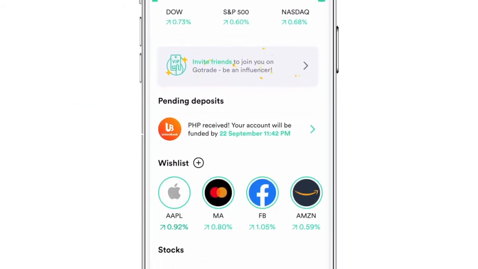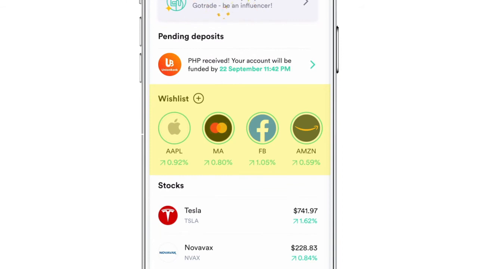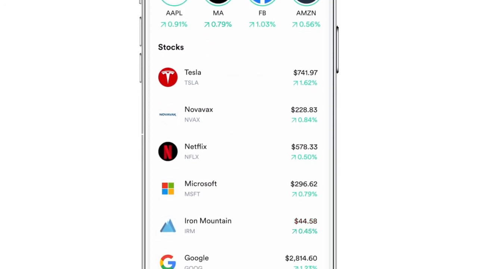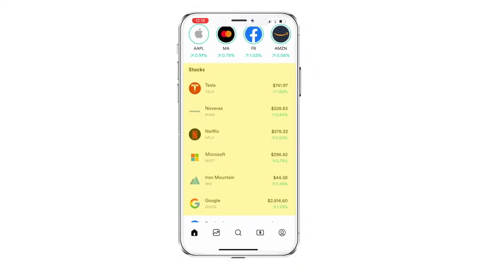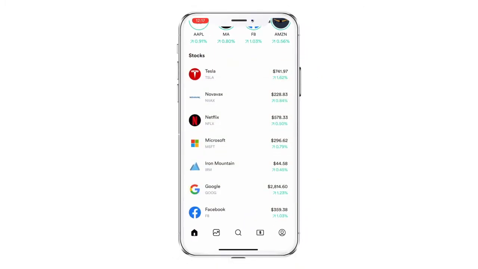Next is your wish list. Here you can place your prospective stocks that you want to invest in. So if you do your research and tinatiming mo yung entry mo, you can place your stocks na gusto mong i-monitor dito. Then here below is the list of stocks that you are currently investing in.